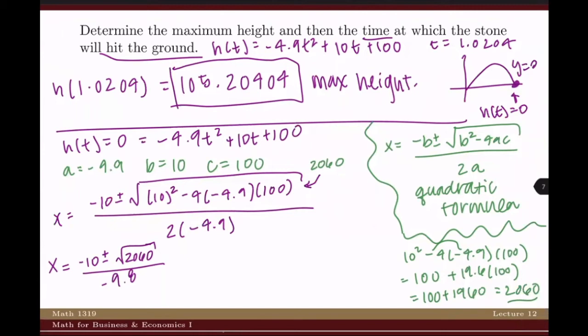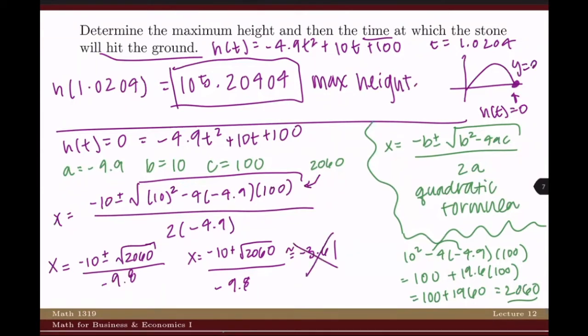All right, this is much better to put in the calculator. So the first thing we'll do is x equals negative 10 plus the square root of 2060 divided by negative 9.8. That's going to be approximately negative 3.61. And that's not good because we can't have a negative height, right? That would imply that the ball has plummeted down into the earth. So that doesn't make sense. So we reject this solution.